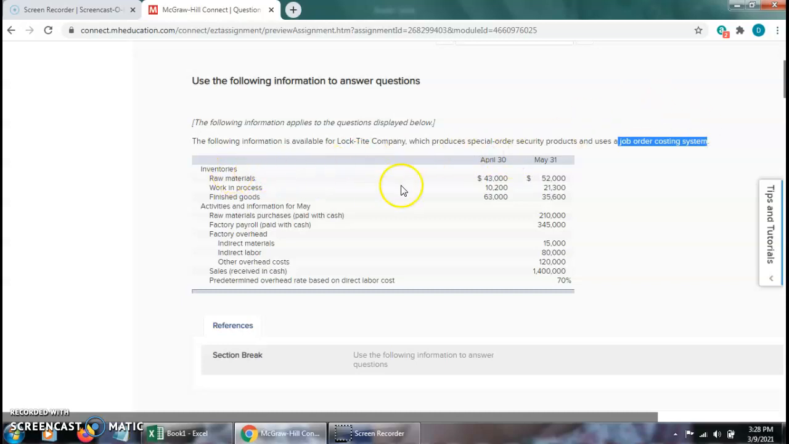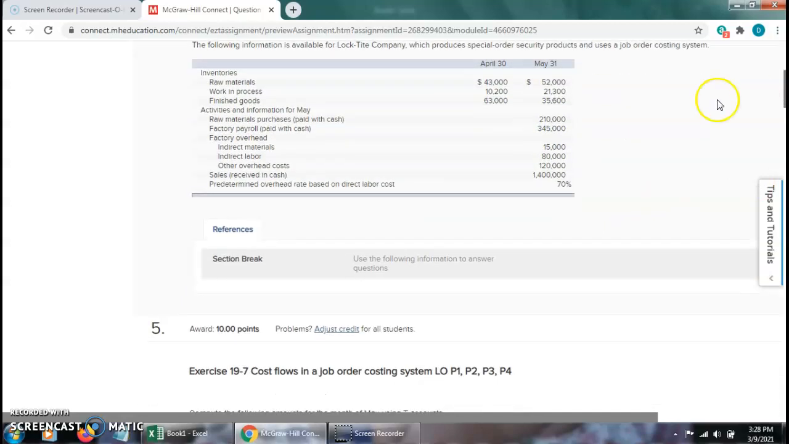We're looking over here, we have our inventories: raw materials, work in process, finished goods. This is beginning, because it's April 30th, so you could look at this as end of April or beginning of May, and then end of May. We purchased some raw materials, paid some factory payroll, and had some indirect materials, indirect labor, other overhead costs, and then we have our sales. Here we are given our overhead rate. Remember, the way we would determine this is by taking estimated total overhead divided by estimated total allocation base. But they're so nice, they gave us the rate.